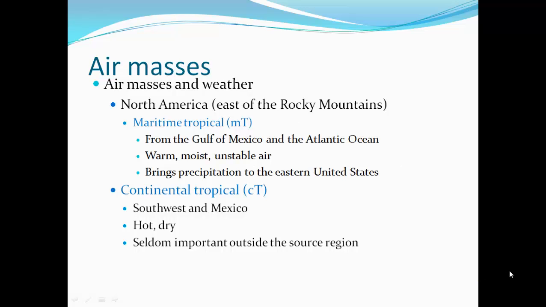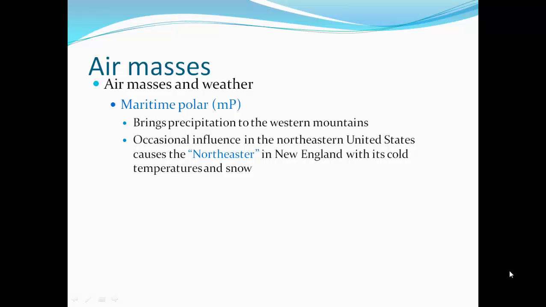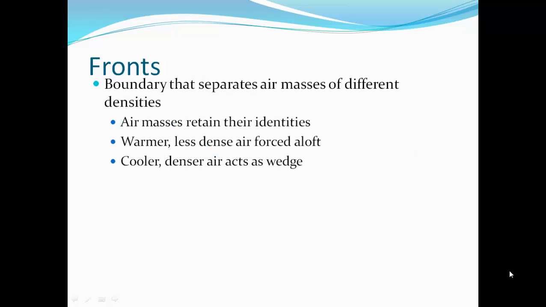Maritime tropical, MT, from the Gulf of Mexico and the Atlantic Ocean, warm, moist, unstable air, brings precipitation to the eastern United States. The continental tropical, CT, is southwest of Mexico, hot, dry, seldom important outside its source region. The maritime polar brings precipitation to the western mountains. Occasional influence in the northeastern United States causes a nor'easter in New England with its cold temperatures and snow.